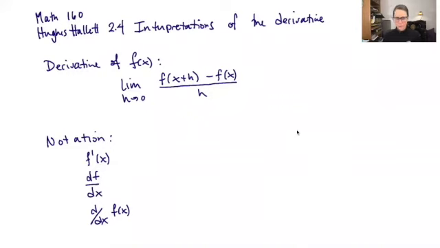Today, I'd like to talk about interpreting the derivative. As a reminder, the definition of derivative involves a limit of a difference quotient. This is just a difference quotient because we're subtracting and then dividing. The difference quotient itself gives us an expression for the average rate of change, and we can think about that as a change in output over change in input.